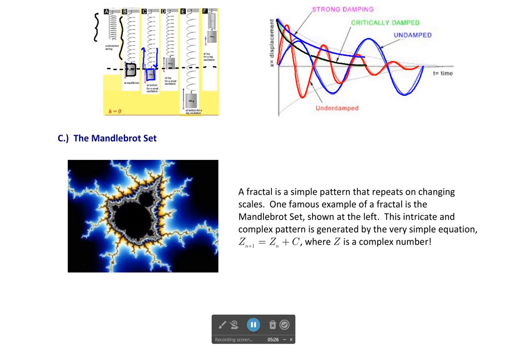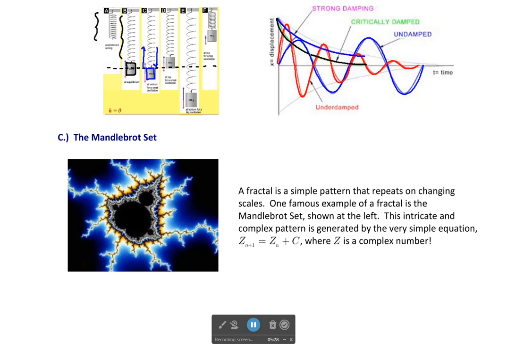Another fascinating application of imaginary numbers is with what we call a Mandelbrot set. The Mandelbrot set is a fractal. A fractal is a simple pattern that repeats on changing scales. For example, let's suppose that I start with a single line segment and I divide it in such a way, maybe about 2/3 of the way down the segment, and I construct 2 new branches coming out of that joint. Okay, it's a very, very simple pattern.